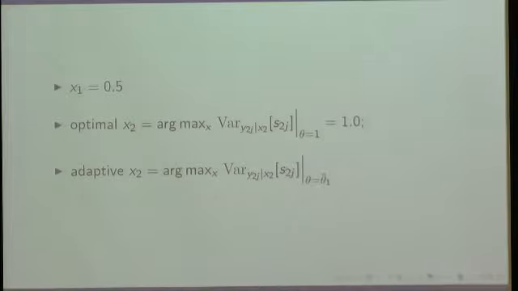Now I have just a few minutes for an illustration. So take theta equal to 1, and we have a range for our dose space. So our initial treatment is 0.5. If we maximize the variance and evaluate it at theta equals 1, the best place we can put our second design point is at the point 1. And of course, our adaptive algorithm puts that point at theta 1 hat instead.